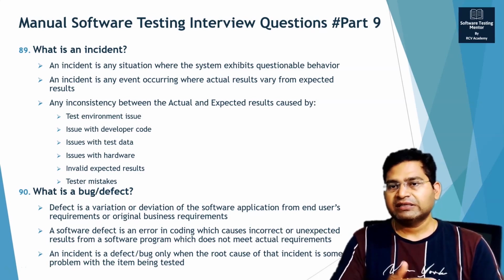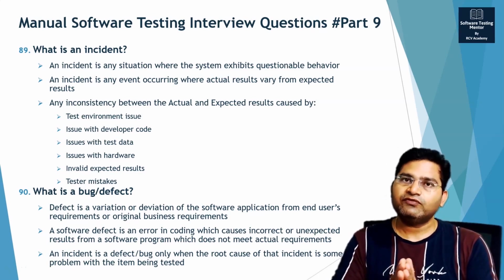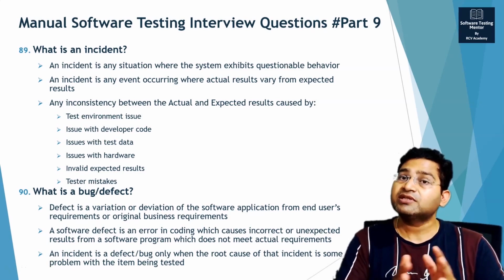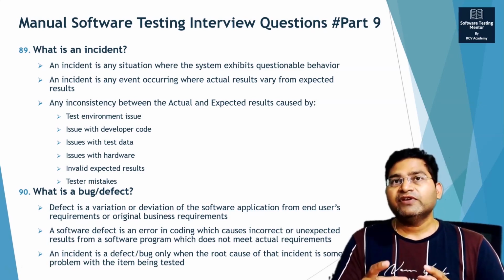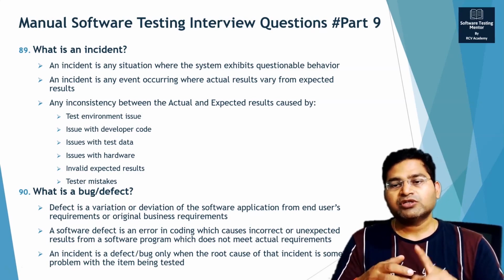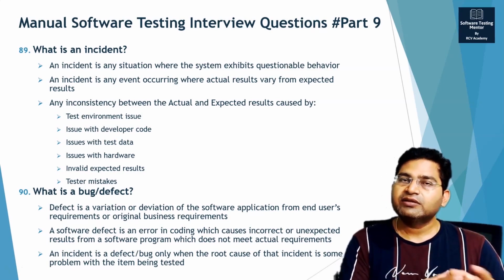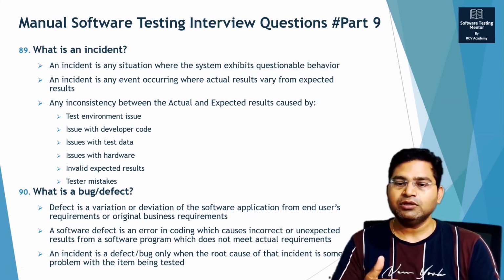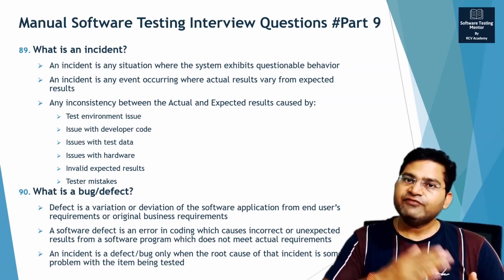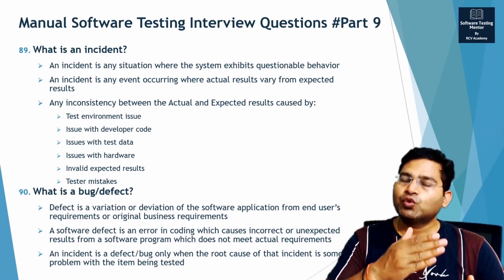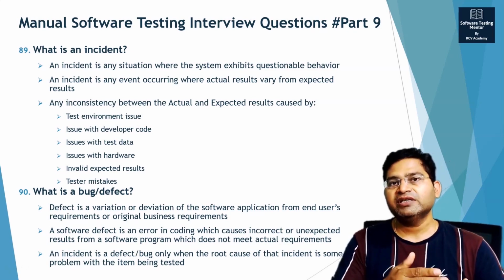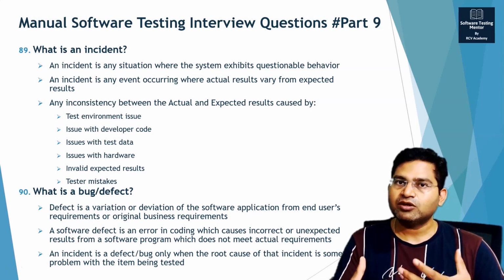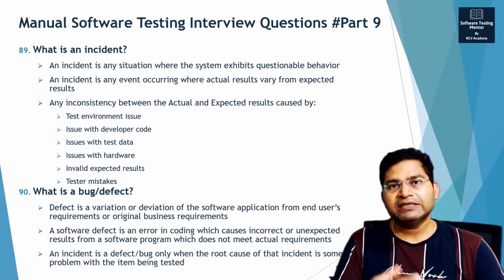A defect is a variation or deviation of the software application from the end user's requirement or original business requirement. A software defect is an error in coding which causes incorrect or unexpected results from the software program, which does not meet the actual requirement. So any variation due to coding, or any variation in the software because of which the software does not meet the end user requirement, is a defect.